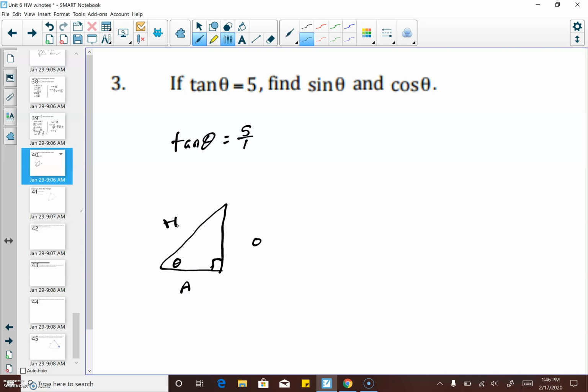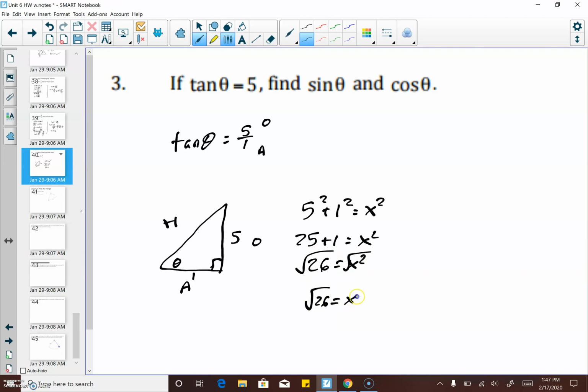We know tan is opposite over adjacent, so we end up with 5 and 1, which means we're going to have to do straight Pythagorean theorem to find our hypotenuse. So 5 squared is 25, 1 squared is 1. We add them together, we get 26. We'll square root both sides. 26 does not split, 26 is not perfect, so our hypotenuse is just the square root of 26.